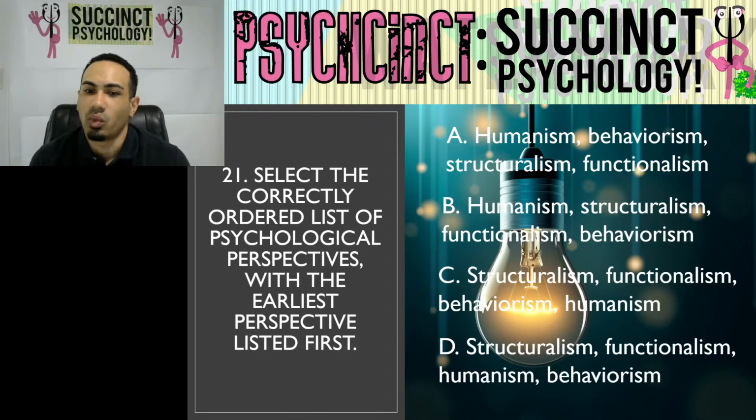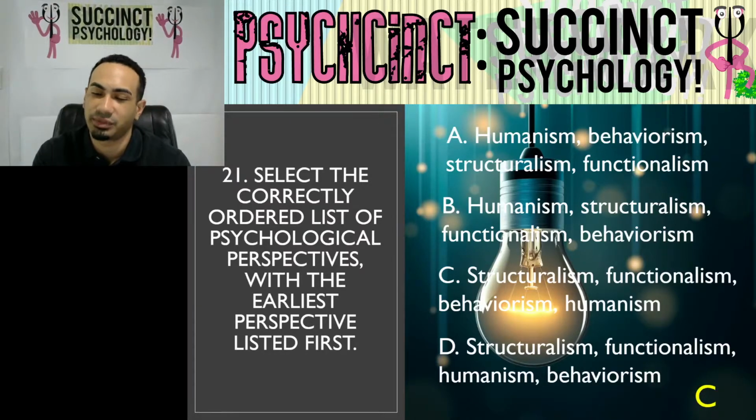Alright, well, I'm going to give you a hint. Humanism did not come first, so now we're left with options C and D. So structuralism, functionalism, those both come first. So which one came first, behaviorism or humanism? So we know behaviorism was related to Watson, Pavlov, B.F. Skinner, and humanism was related to Maslow and Carl Rogers. And if you guessed C, you guessed right. B.F. Skinner and the behaviorists came before the humanists. And C is the correct option.